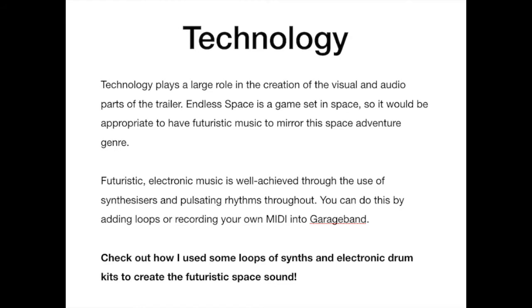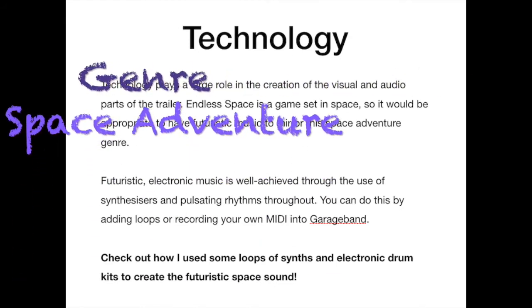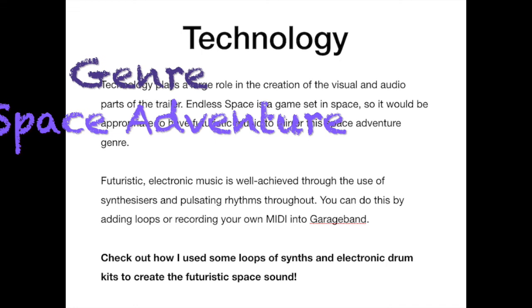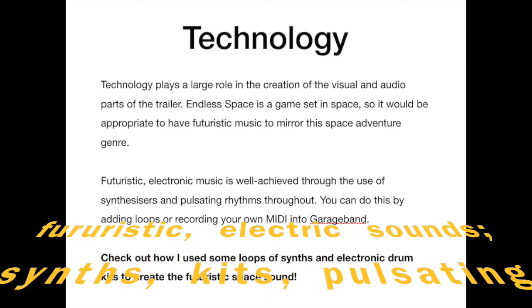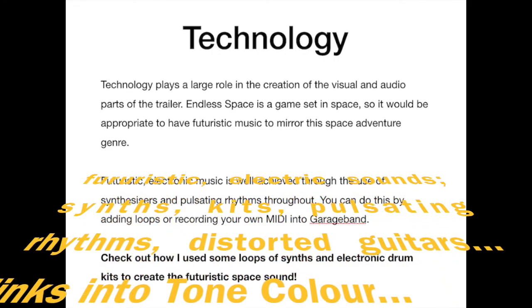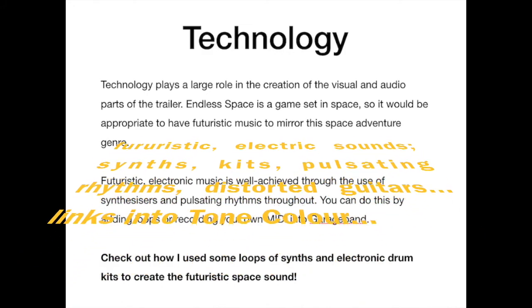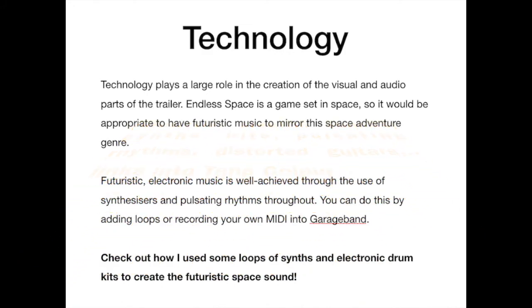Technology plays a large role in compositions for trailers. We should consider the genre, which for us is outer space, and try to match our music with it. When I think of space, I imagine futuristic electric sounds, with lots of synthesizers and distorted sounds. This is why our next sections have lots of synths, and later an electric drum kit and electric guitar. Pulsating rhythms are also a great idea. I dragged some loops into GarageBand and also recorded some of my own audio.